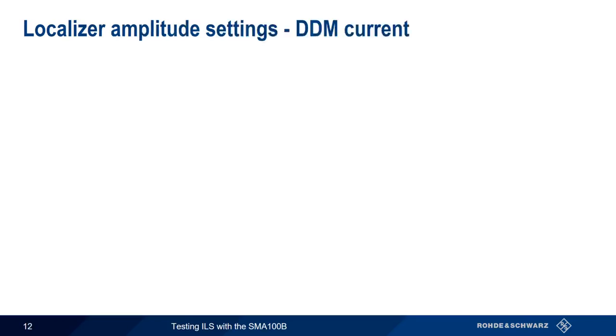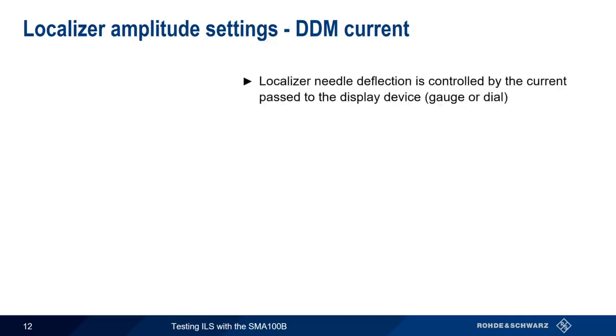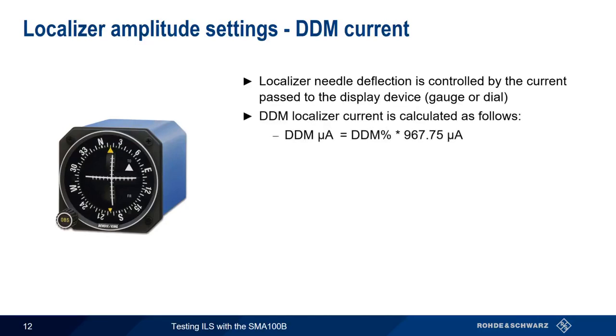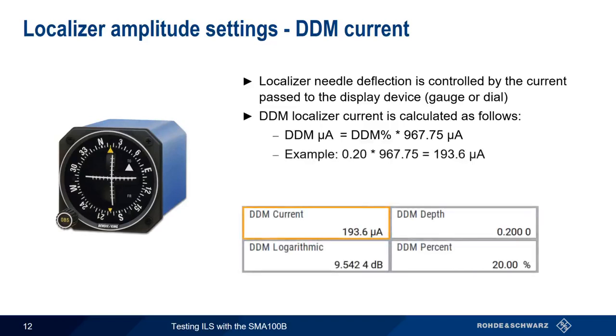One additional way that DDM can be expressed is in terms of current. The deflection of the localizer needle is controlled by the current passed to the display device, that is the gauge or dial, and this current is a function of the measured DDM. For localizers, the current is calculated using the formula DDM microamps equals DDM percent times 967.75 microamps. For example, if DDM is 0.2, then the corresponding DDM current would be 193.6 microamps. Changing the current changes the DDM and vice versa.